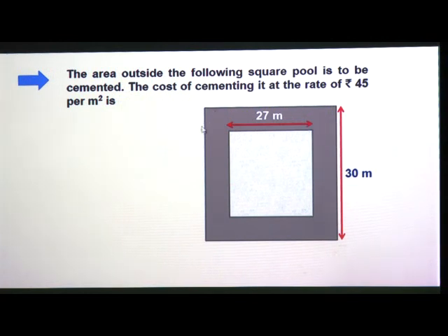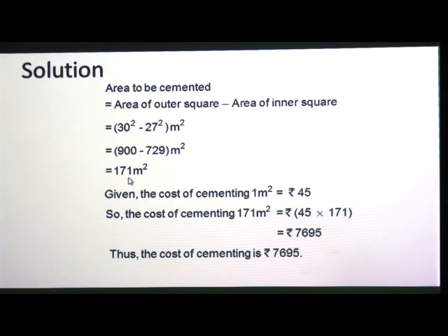This portion, this area where we are going to do the cementing, the area to be cemented is given as 171 meter square. The cost of cementing they had given us for 1 meter square is rupees 45. It is given that for 1 meter square it is rupees 45, which means what? When you want to do the cementing for 1 meter square, 1 meter length and breadth, since it is a square all the sides will be equal, it will cost rupees 45.